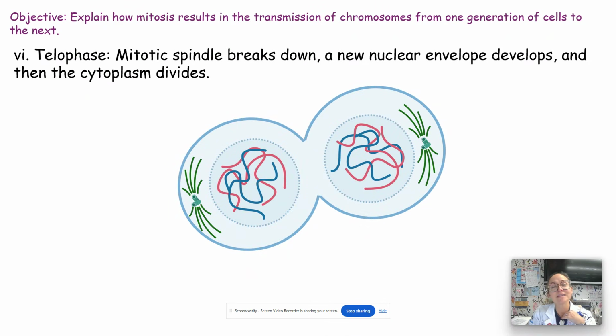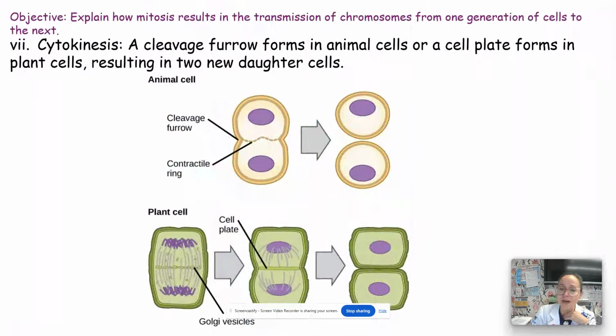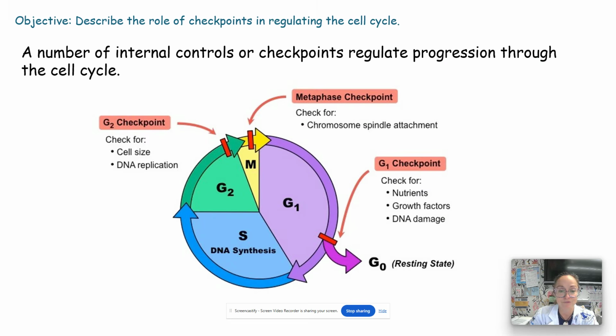And then in telophase, new nuclear envelopes begin to form. Our DNA uncondenses and goes back to chromatin. And then eventually cytokinesis will happen where we'll separate that cytoplasm. In animal cells, there's a cleavage furrow that forms, while in plant cells, it's a cell plate. A new cell plate is formed between the two nuclei.